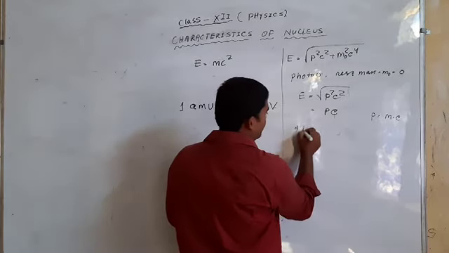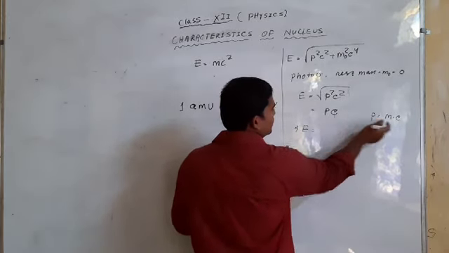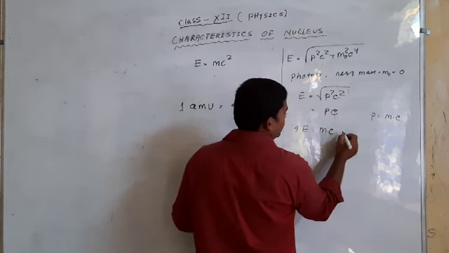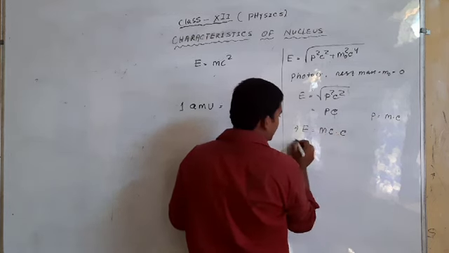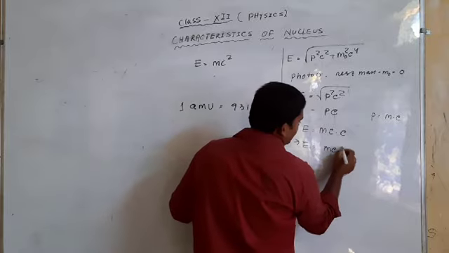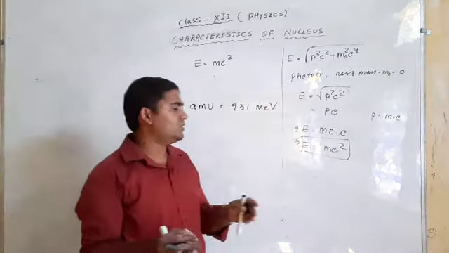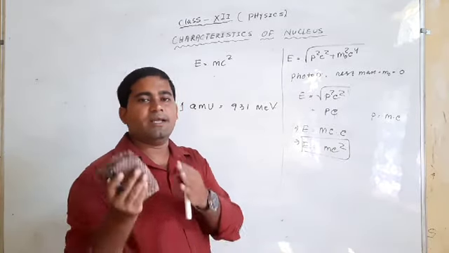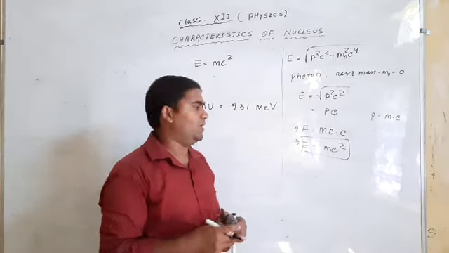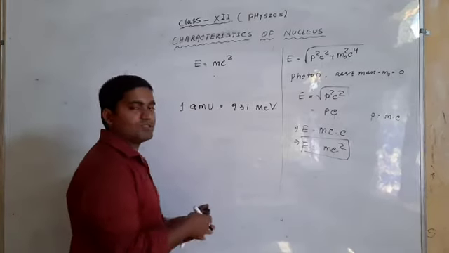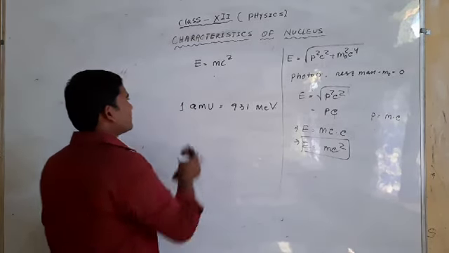If we substitute P by mc, we get mc into c, so E equals mc square. So mass is converted to energy and energy can be converted into mass. Let us find this relation.